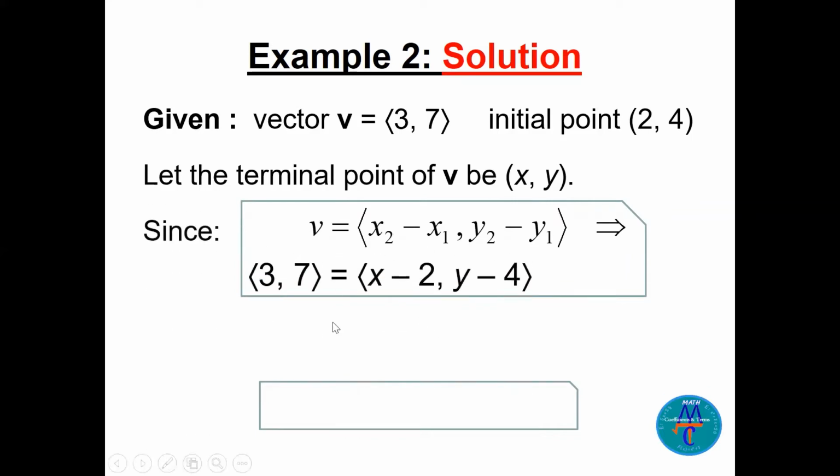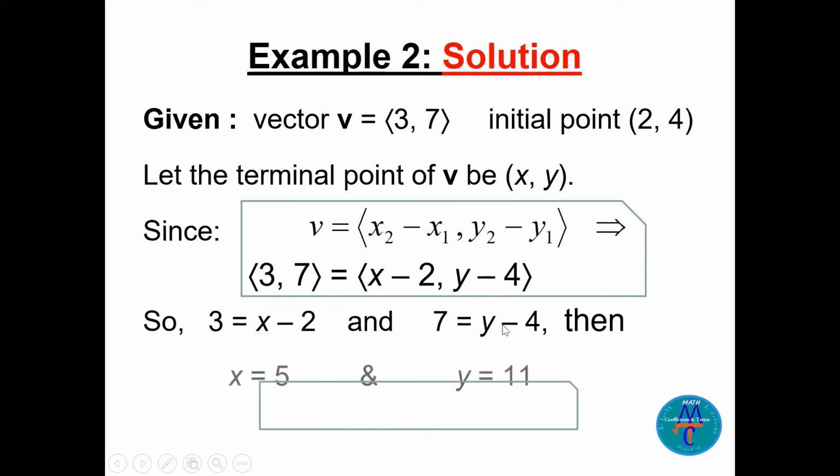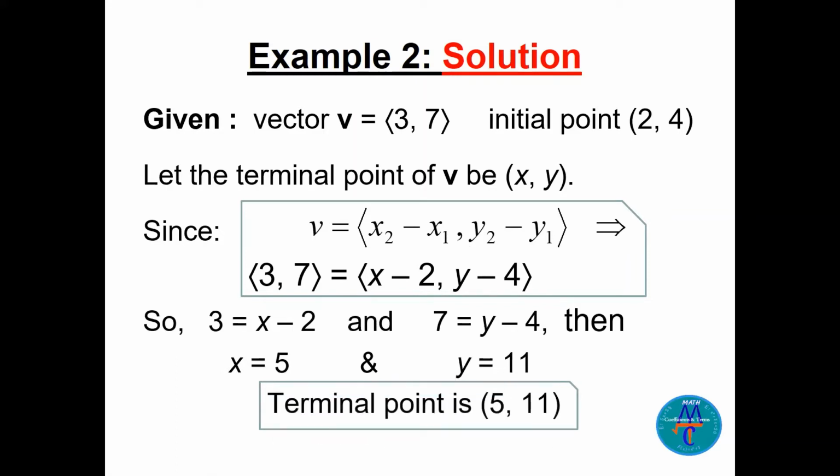Now, V, we have 3 and 7, and the terminal point is (x, y), but the formula is x2 minus x1, y2 minus y1. So it will be this x minus the 2, y minus the 4. So we can make an equation here. We take the x component, 3 is equal to x minus 2, and the y component, 7, is y minus 4. Then x will be 5, and y will be 11. So the terminal point is (5, 11).